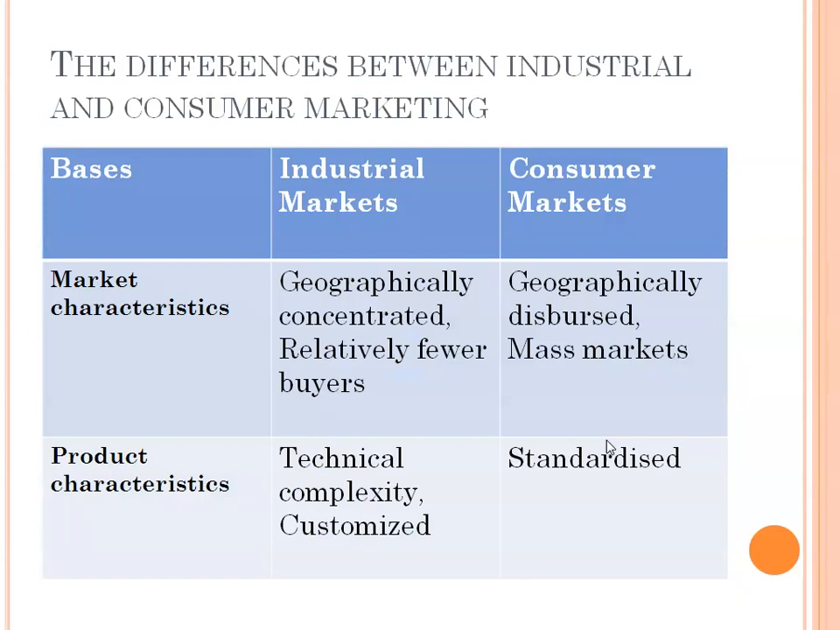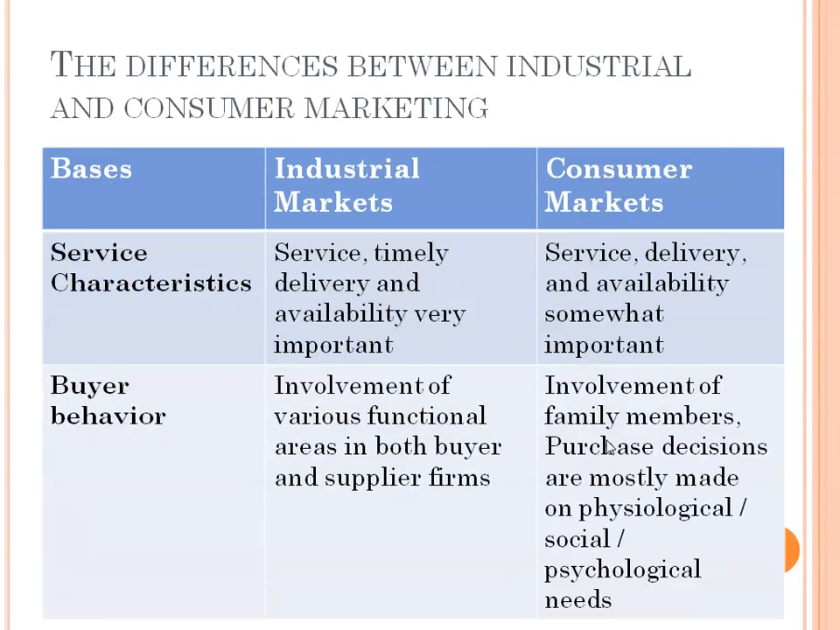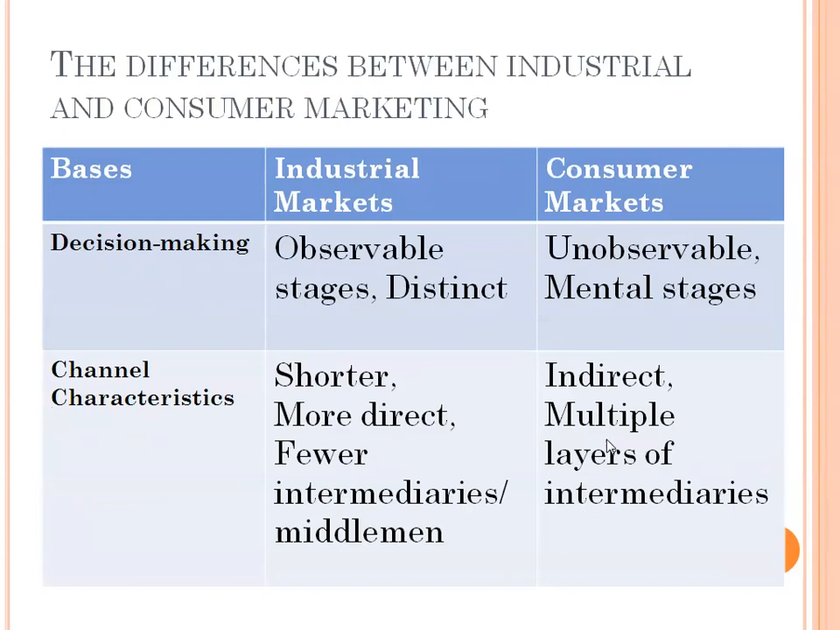As far as the market characteristics are concerned, geographically concentrated and relatively few buyers are there in industrial markets. The products are technically complex, and they are not mass products but customized products. For services, timely delivery and availability are very important. Buyer involvement means involvement of various functional areas in both buyer and supplier firms. Decision making has observable stages, and it is distinct.